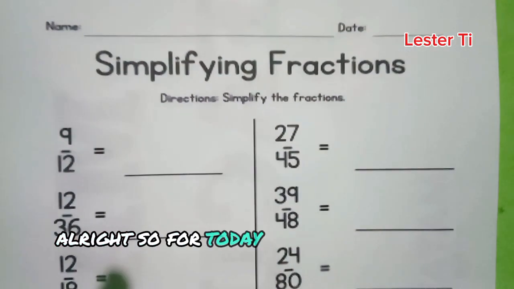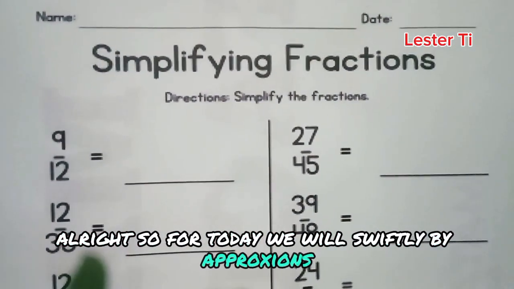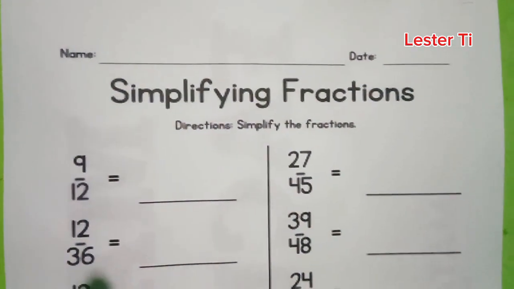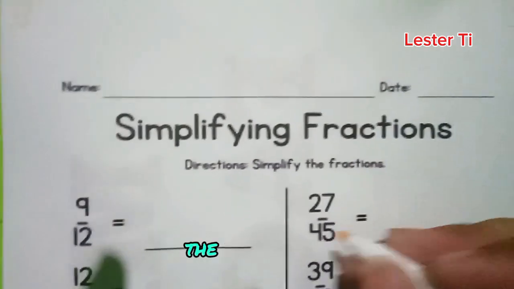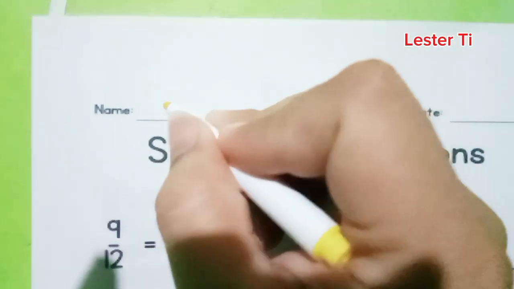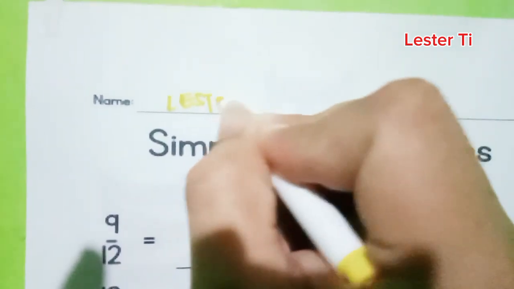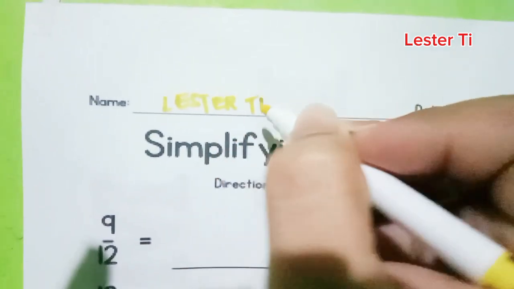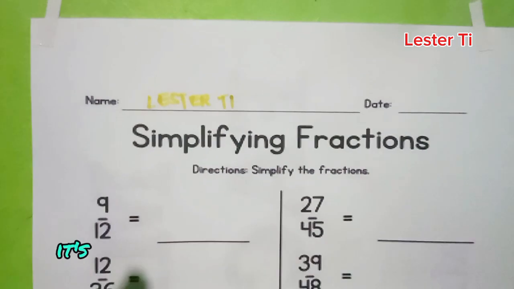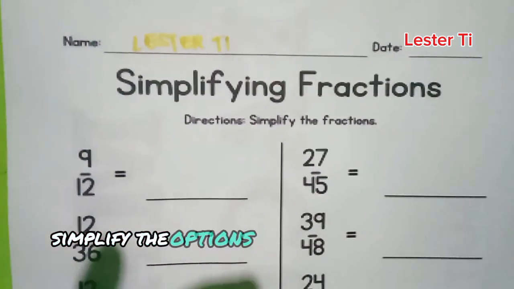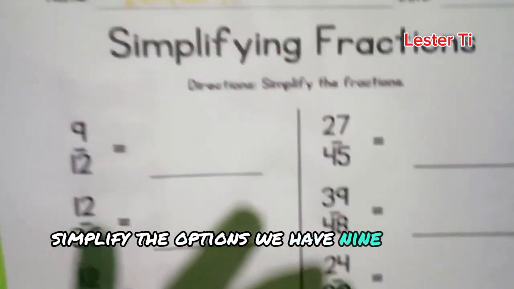Alright, so for today we will simplify fractions. Right, so simplifying fractions. The direction is to simplify the fractions. We have 9 all over 12.